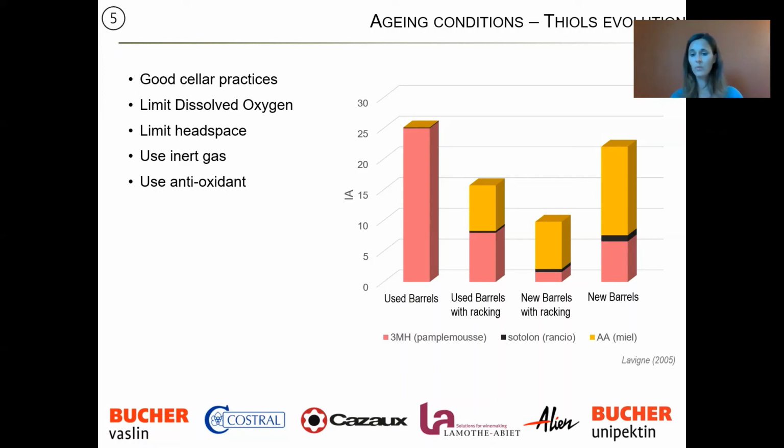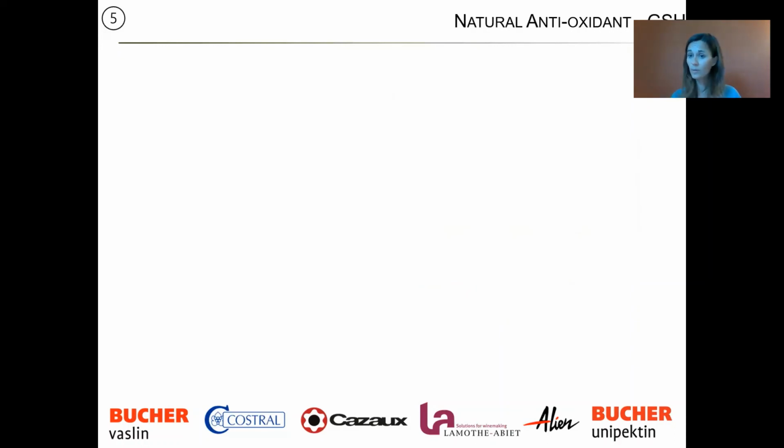The other thing that happens is that when you use a new barrel, you will have more tannin extraction and more oxygen, which means more oxidation reactions, so more loss of the 3-MH, as you can see in the graph here. That's one way to age it, but another way to really improve the aging conditions, maintain freshness and work on the shelf life of your wine is to use antioxidants. Sulfur is one, yes, but there are alternatives to sulfur, such as glutathione.